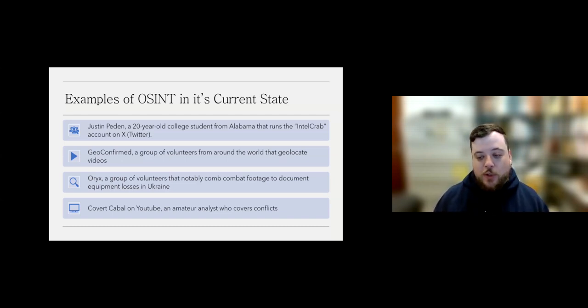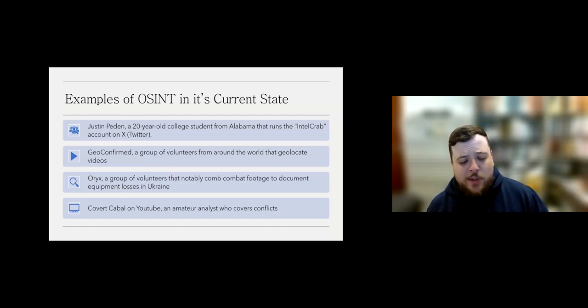There's a group called Oryx, which I believe they're based in Turkey, and they're also a group of volunteers, and they essentially comb combat footage to track losses in Ukraine of equipment. There was a story a couple months ago where intel had leaked from the U.S. military, where they were tracking the same information, and they were using Oryx as a source for a lot of their information. So it just goes to show that anybody could really do this. You don't have to be a part of the military to do it.